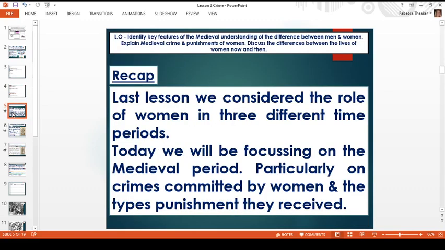Last lesson, we considered the role of women in 3 different time periods. The ancient time period, the medieval time period, and then we took it up to World War I time period. Today we are focusing on the medieval period as a whole, and we're going to be focusing particularly on the crimes committed by women and the types of punishment they received for these crimes.